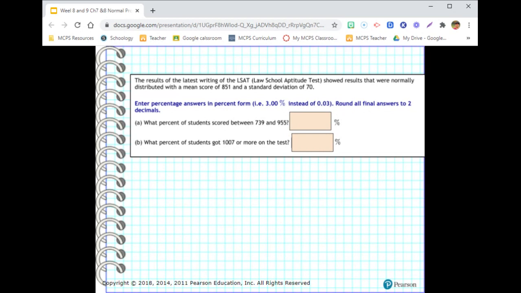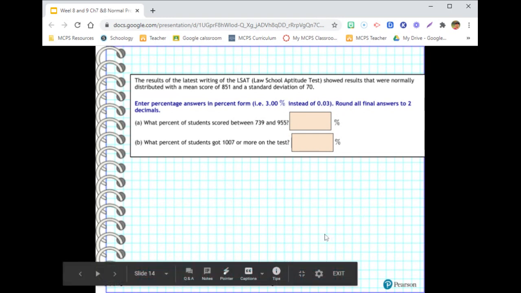You end up having the answer would be 1.29%. That's right. Don't forget the complement rule, because it's greater than, right? All right, so you're good with that.